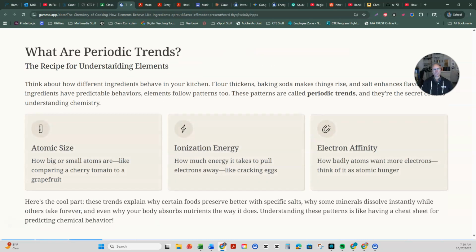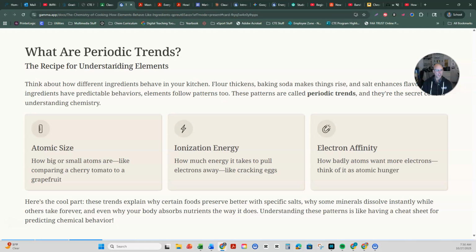Alright, so what are periodic trends? The recipe for understanding elements. Think about how different ingredients behave in your kitchen. Flour thickens, baking soda makes things rise, and salt enhances flavor. Just like ingredients have predictable behaviors, elements follow patterns too. These patterns are called periodic trends, and they're the secret code to understanding chemistry.